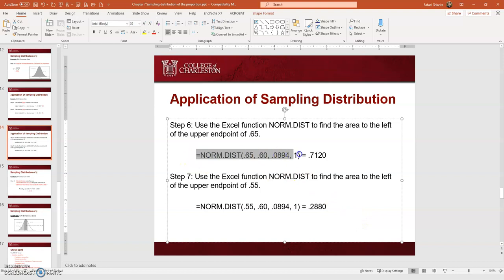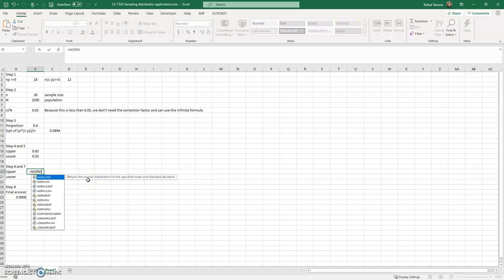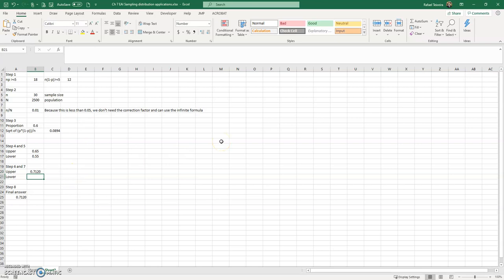I'm going to implement this in Excel, the exact same formula, and I'm going to get the answer. So to do this, I'm going to do first the upper, so equal NORM.DIST, open parentheses. The first number I have to enter is the upper endpoint, which is 0.65, and then I type comma. Then for the mean, I enter the proportion 0.6, then I type comma, and for the standard deviation, I enter the standard error, which is 0.0894. I type comma.